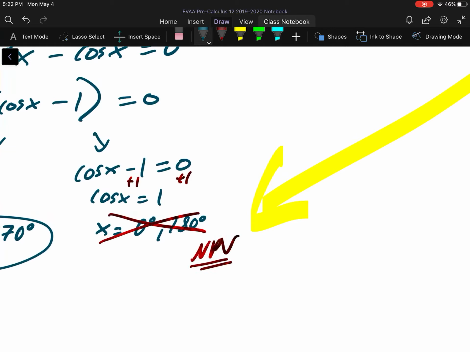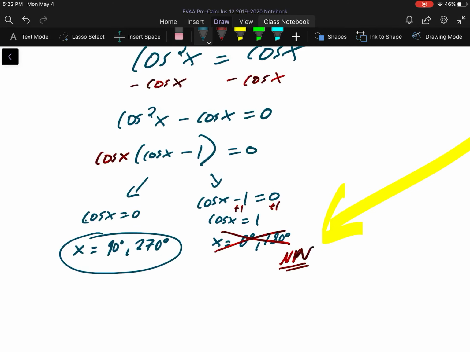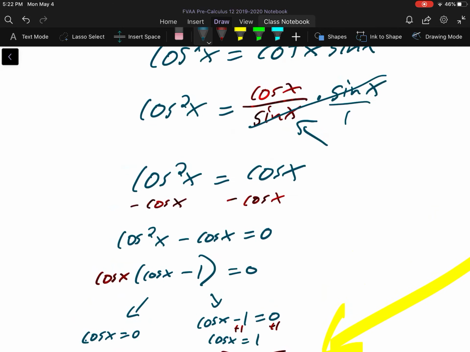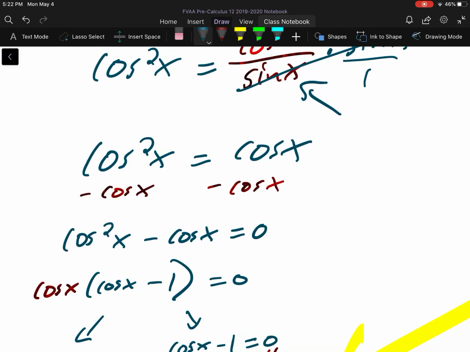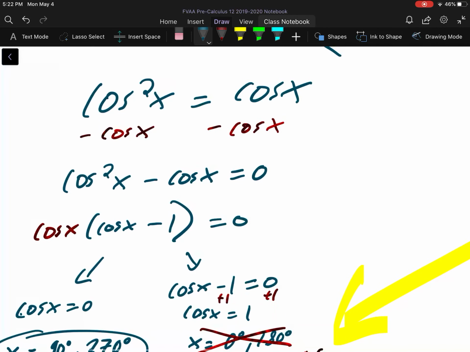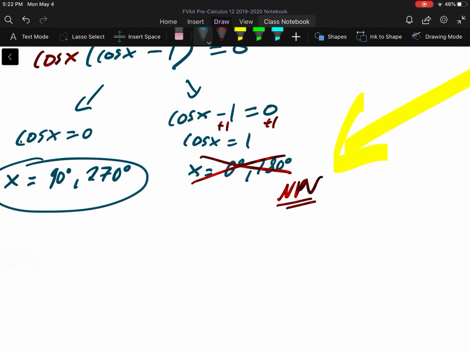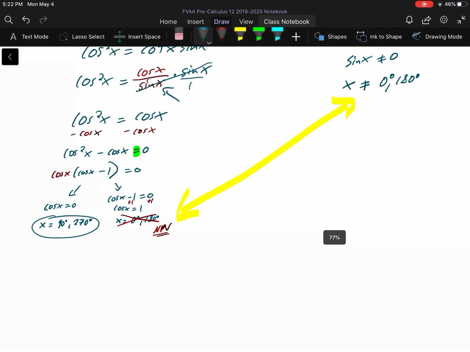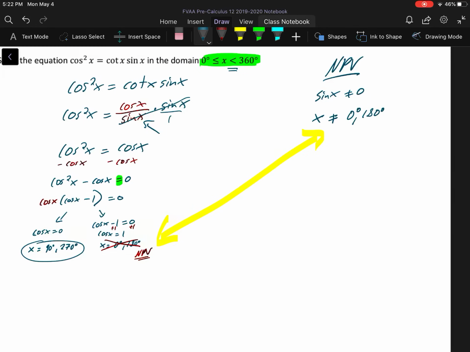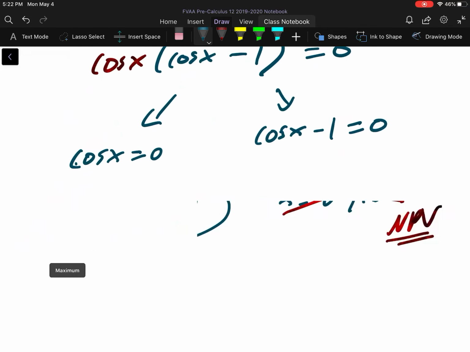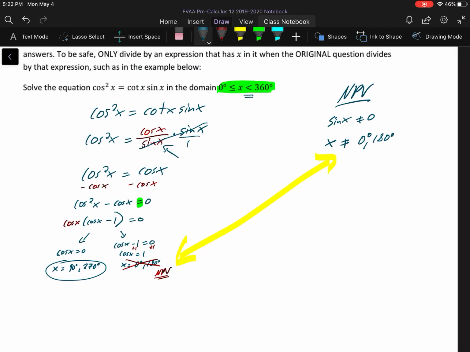That's the importance of finding all non-permissible values. But that's an example of, again, we're not dividing by cos x or anything in this question. We're bringing everything over to make it equal to 0, this step here. And then we can go ahead and factor and solve from there. Okay? But not neglecting our non-permissible values. All right, so that would be our answer for that example.